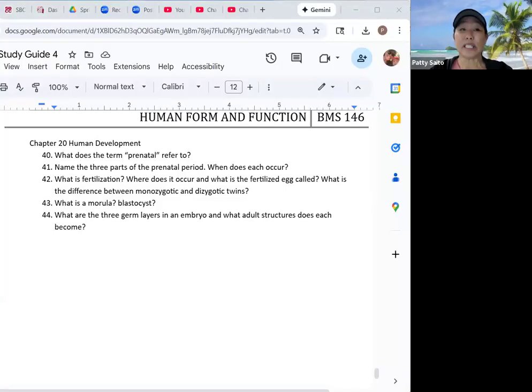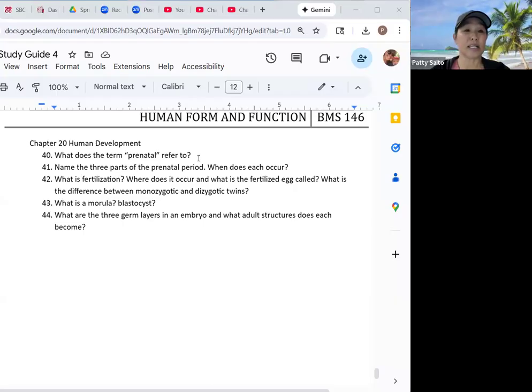Today we'll be covering chapter 20, the last chapter. This will cover human development. Now, growth and development occurs throughout our lifetimes, right? Until we die. And in this chapter, I'm just going to cover a small part of that process, which really is before we're born.